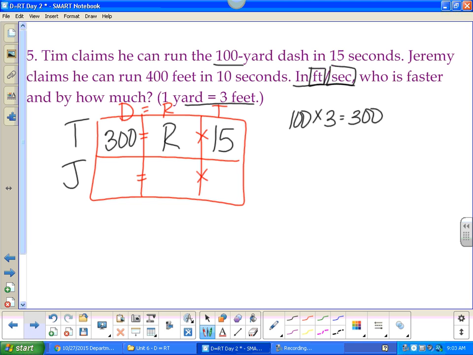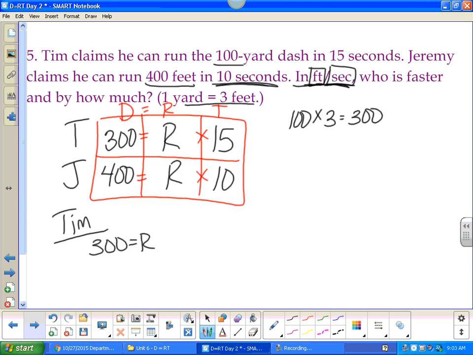Okay. Jeremy claims he can run 400 feet. So do I have to do anything to the 400 feet? And the answer is no because it's in feet. 10 seconds. I don't have to do anything to there because it wants it in seconds. So Tim's equation, okay, so now I have to divide by 15.